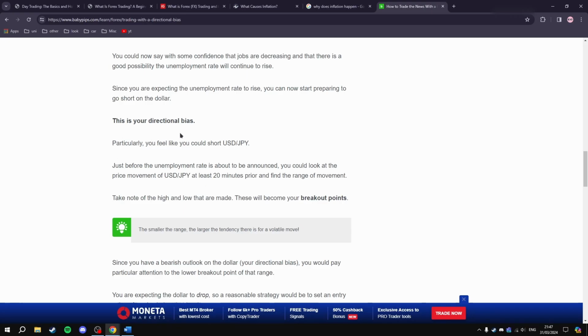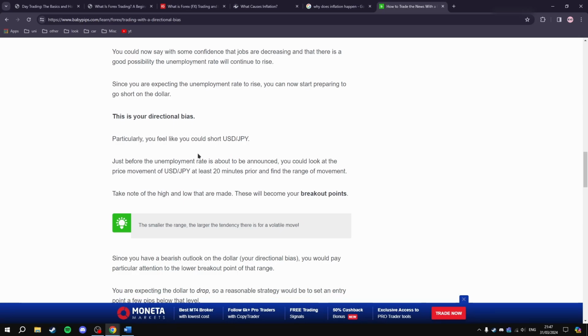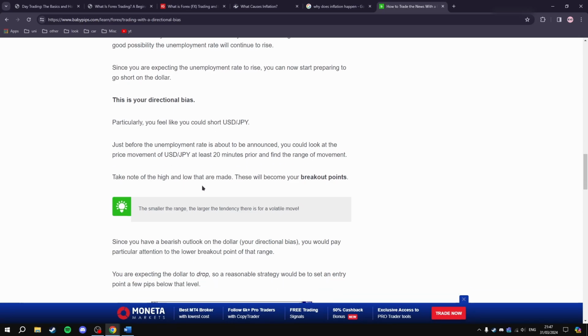Just before the unemployment rate is about to be announced, you can look at the price movement of USD JPY at least 20 minutes prior and find the range of movements. Take note of the high and low that are made. This will become your breakout points. The smaller the range, the larger the tendency there is for a volatile move.